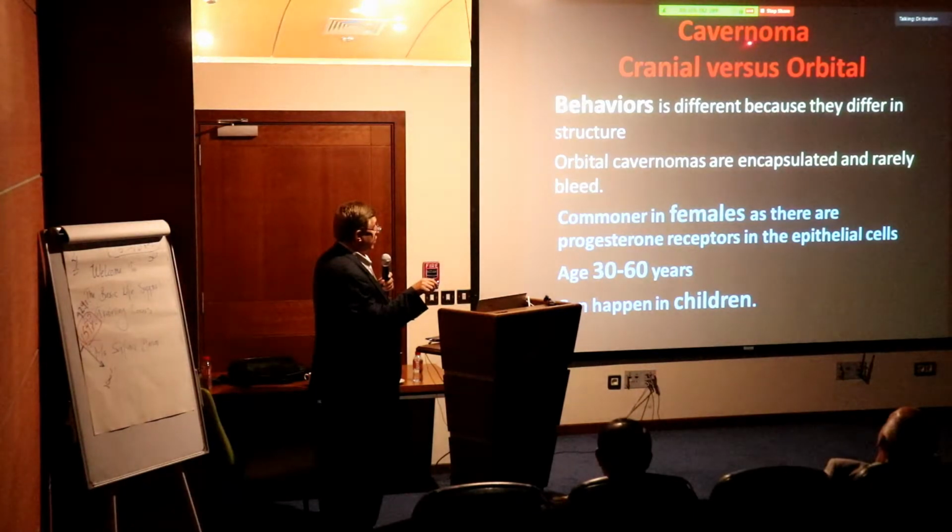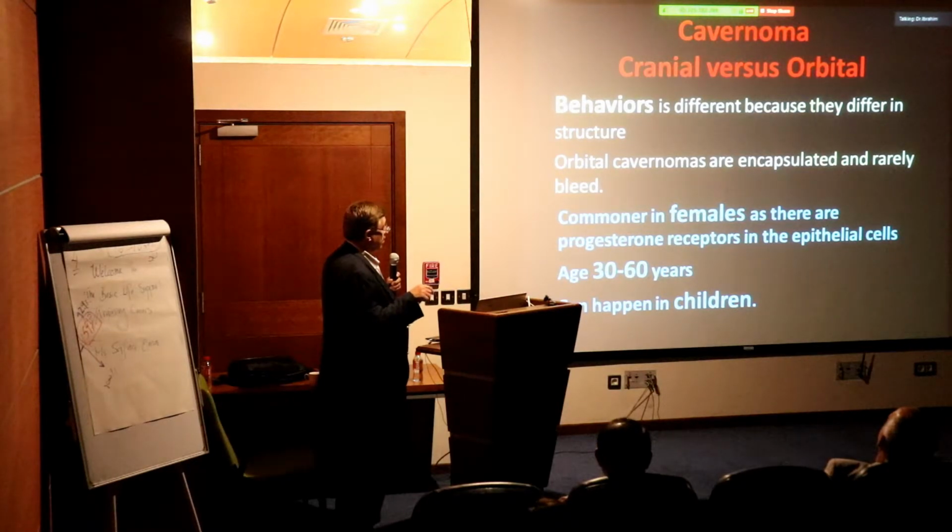What is the difference between the cranial Cavernoma and the orbital one? Major differences. Behavior is different. Orbital Cavernomas are encapsulated and rarely bleed. Cerebral Cavernomas are usually not encapsulated and usually bleed. Common in females, which is lucky for us males. Why? Because they have progesterone receptors in the epithelial cells. The age is 30 to 60 years, but remember it can happen in children.